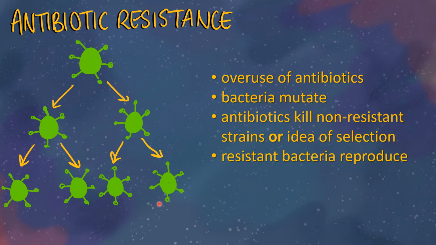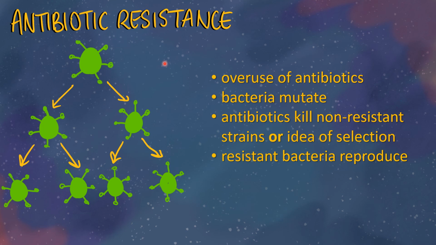Okay, so the causes of this is overuse of antibiotics, then bacteria mutate, antibiotics kill non-resistant strains, and then resistant bacteria reproduce. Okay, so again, it's just a random mutation that causes this. Obviously, genetics get passed on, so if that one's got resistance, the ones it produces will have resistance. Okay, and it's just random whether this occurs or not.